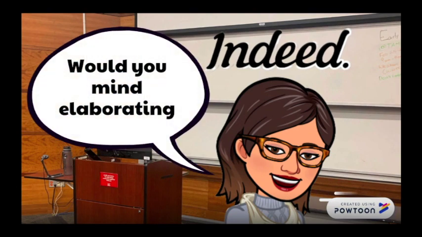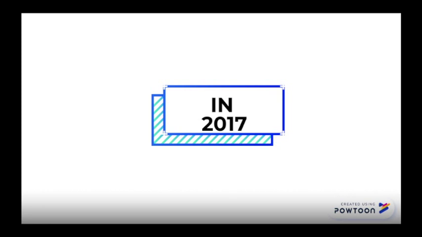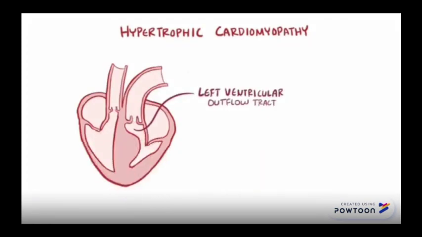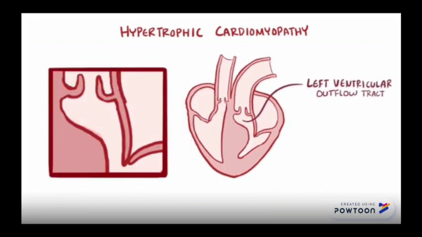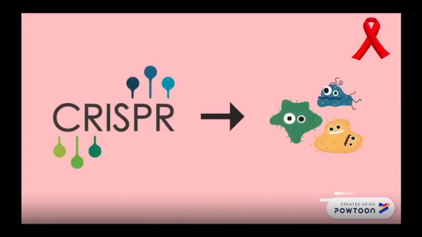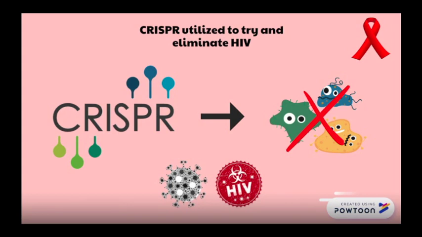Would you mind elaborating? In 2017, the Oregon Health and Science University used CRISPR to remove a defective gene causing a heart condition known as hypertrophic cardiomyopathy. Thus, CRISPR's future work will be delving into correcting genetic errors which may cause a myriad of diseases such as HCM. In addition to that, CRISPR is being utilized to try and eliminate microbes which cause diseases such as HIV. Nothing successful has happened to date, however, this may soon change and thus sporadically efface diseases that were once thought to have no known cure.